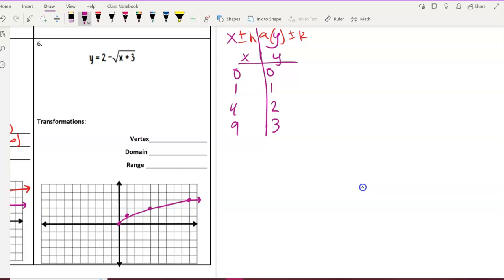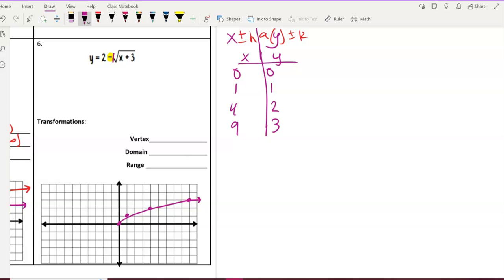So let's write out our changes. First thing I see here is this 2. This 2, it says 2 minus the square root. Okay, that's kind of weird. This minus is attached to the square root, so I know that is telling me that's the a value. Our a value is hiding here, -1.